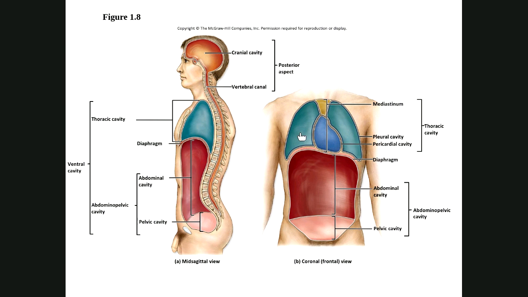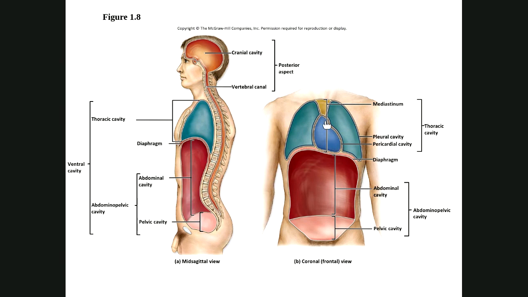In between these 2 cavities, we have a space, and this space is called the mediastinum. This is simply just a big space that things like the esophagus and the trachea and some of the bronchi and the aorta and some of the blood vessels, the superior vena cava, are going to be housed in. But also in this space, we have another cavity, and that cavity is the pericardial cavity.